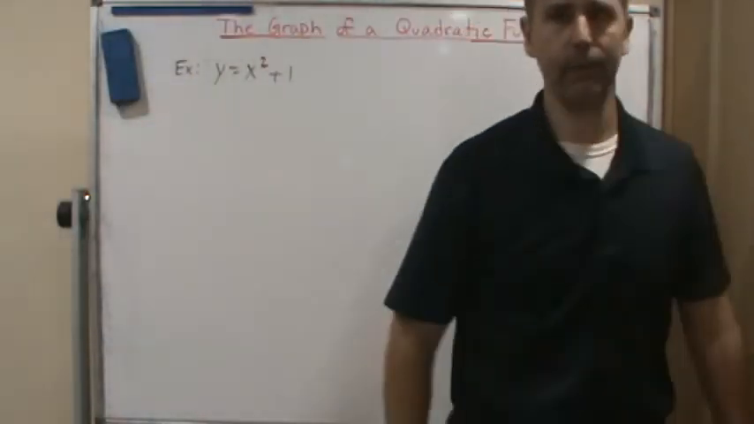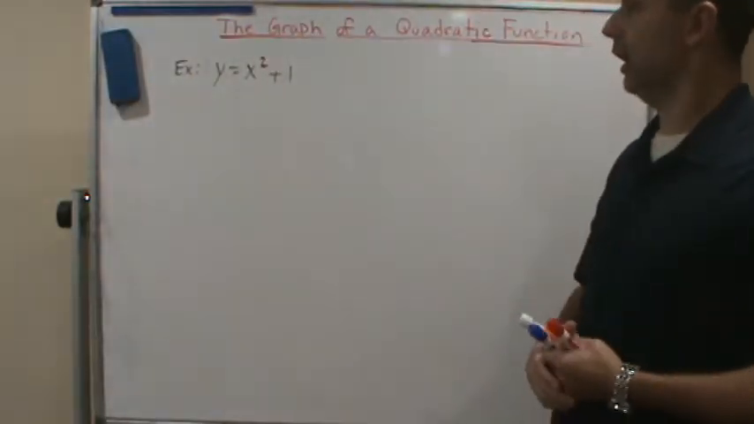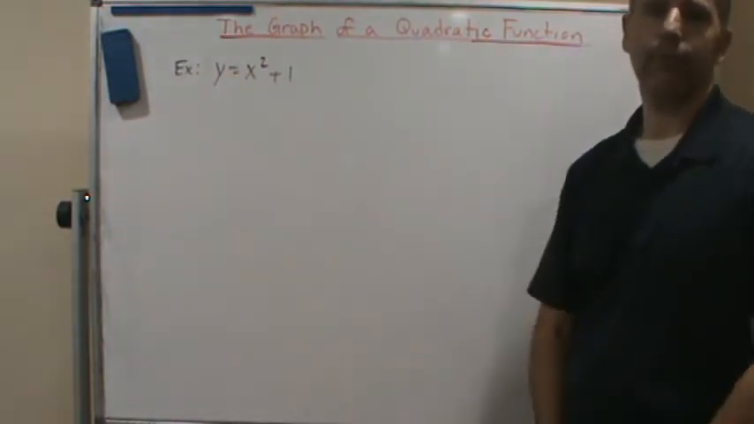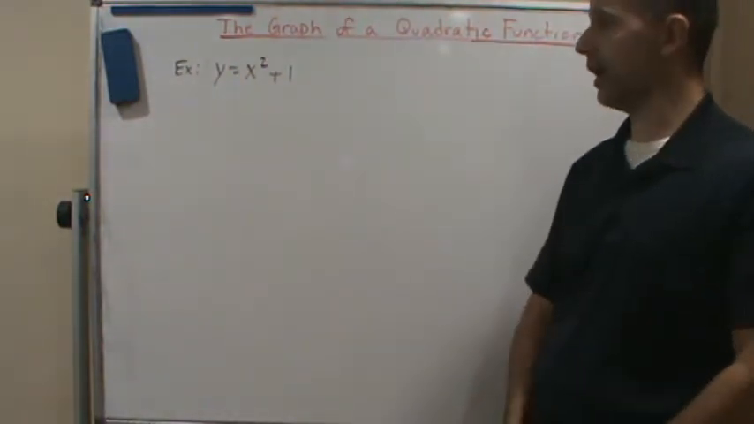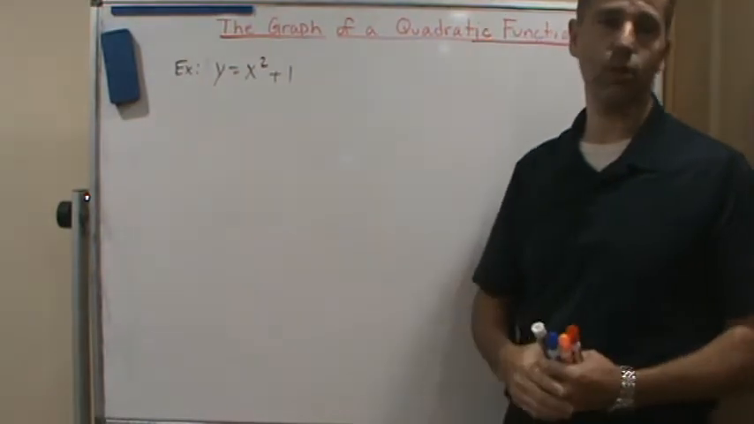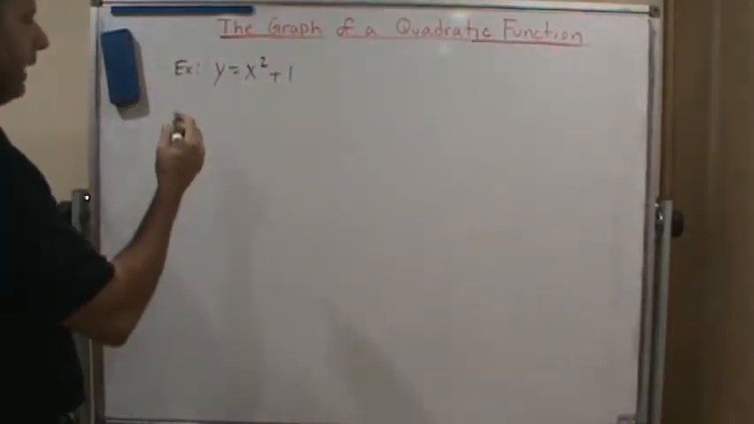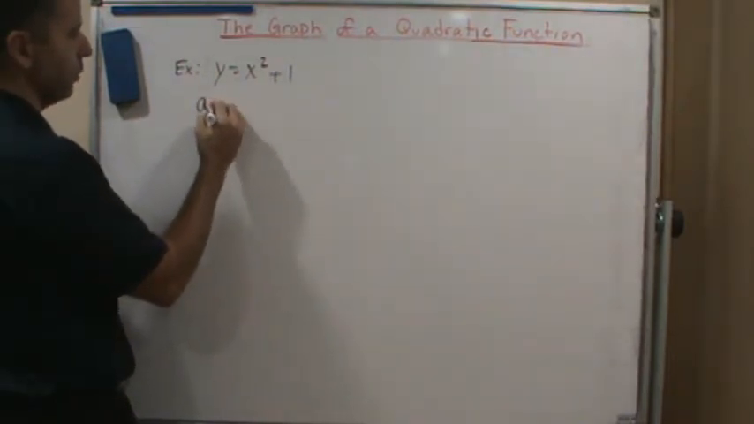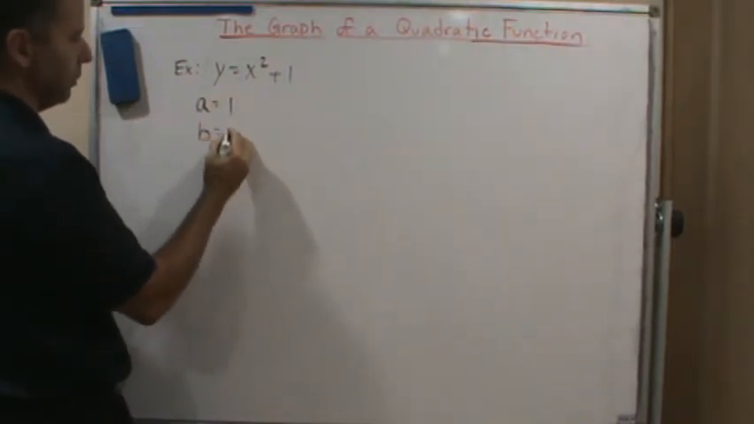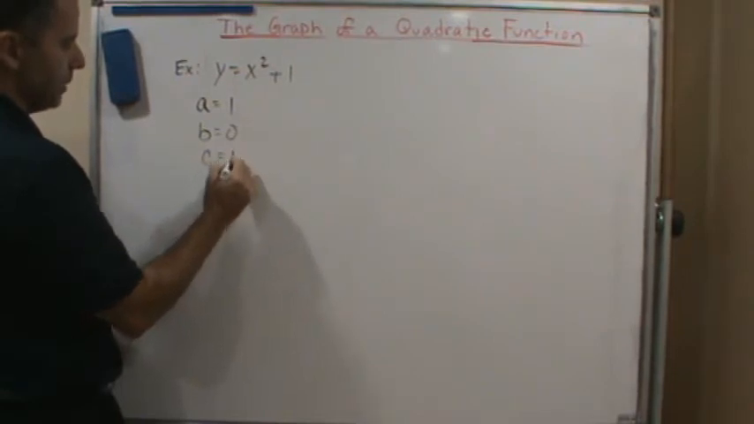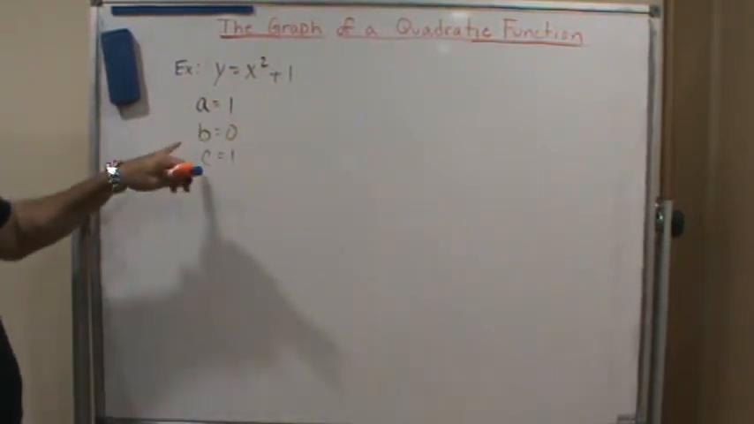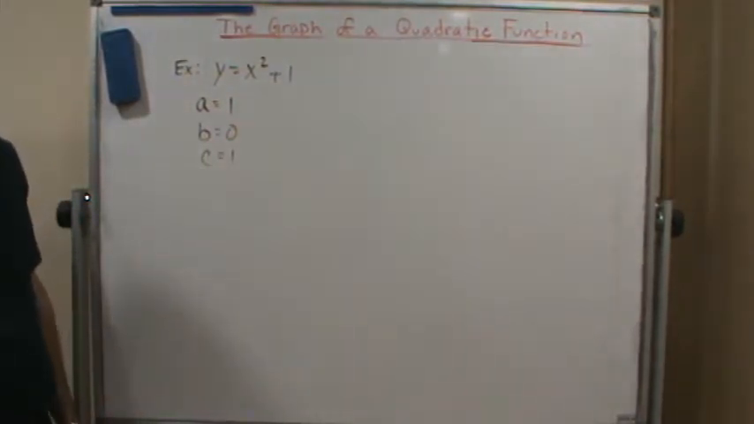Okay, so welcome back. Now in this example, we're going to analyze the graph of this function. We've got a quadratic, and notice that there's no x term, which means that a is equal to 1, b is equal to 0, and c is equal to 1.